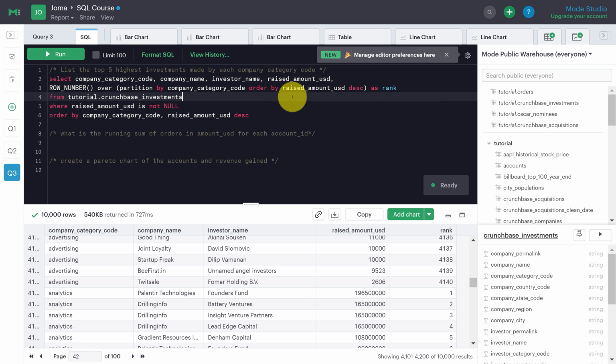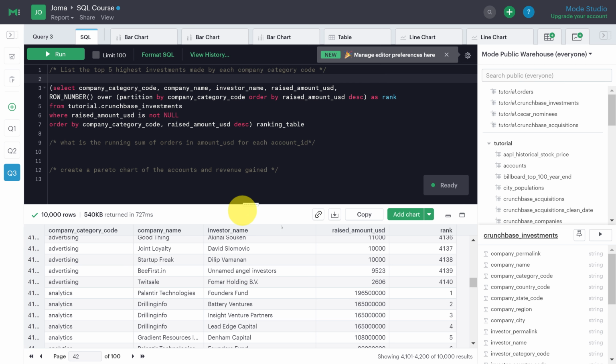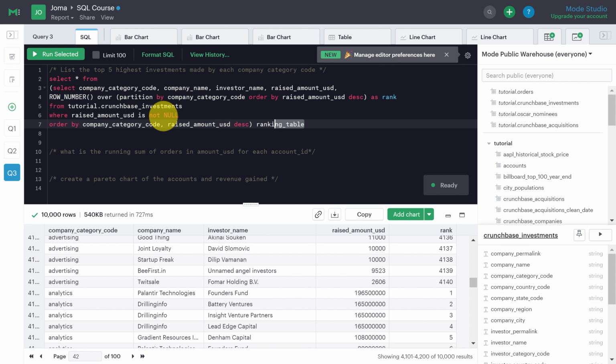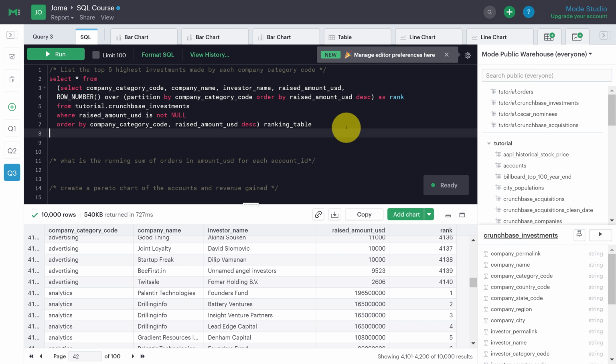So the only thing we need to do now is to filter by top 5, right? So how do we do that? Well, what we can do is we can just use this as a subquery, name it ranking table or something. And then we're going to query this table that we just made, and filter by rank is smaller or equal than 5. So I'll just do select from this whole table where rank is smaller or equal than 5.